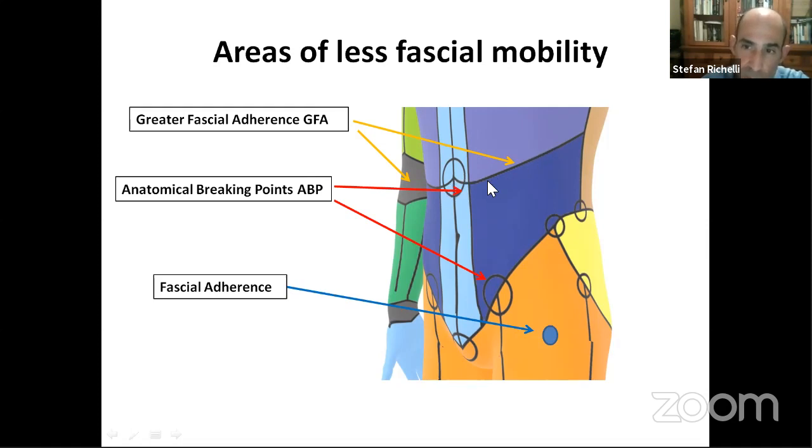So the first kind of adhesion will be the general fascia adhesion, and a stiffer adhesion will be at the anatomical breaking points. And usually, if we compare all these points, there will also be many myofascial trigger points. And also when we talk about fibromyalgic points, we will discover that they have a lot of overlap, or will be practically the same points as in myofascial research.